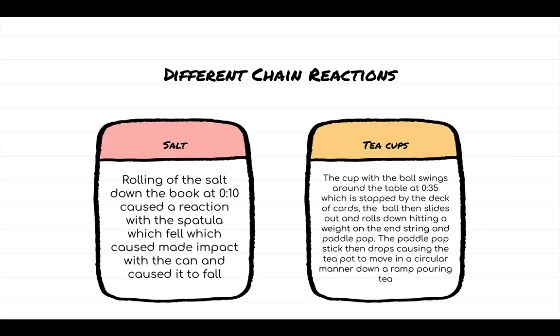It then hits the weight on the end of the string. That teapot is held up with what appears to be a paddle pop stick, but the hitting of the weight caused the string to pull back. That paddle pop stick then drops and in turn promotes the teapot to roll down. So it either causes or promotes a reaction in a chain reaction in a Rube Goldberg machine. The rolling of the salt can obviously cause the spatula to move, or its absence can simply promote something to happen, as was the case with the paddle pop stick and the teapot.